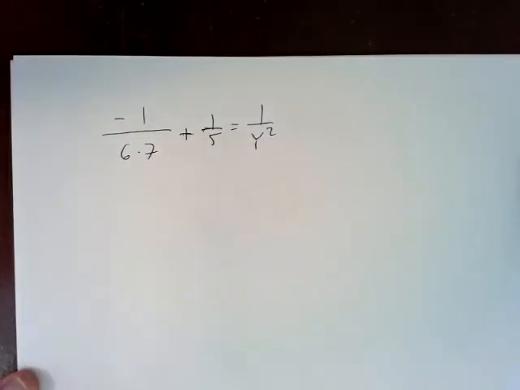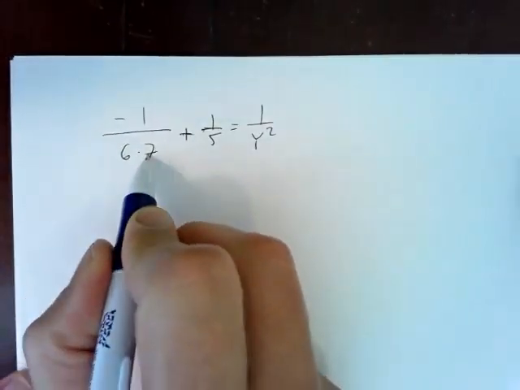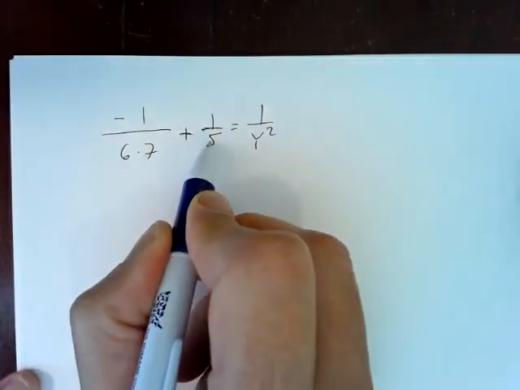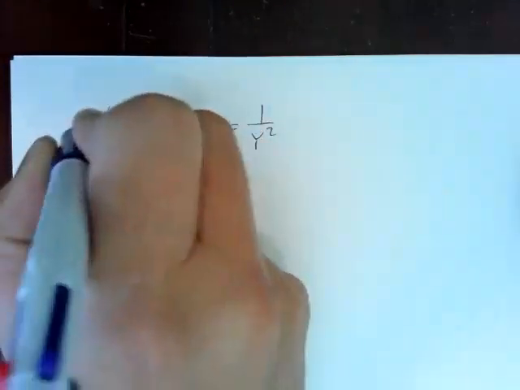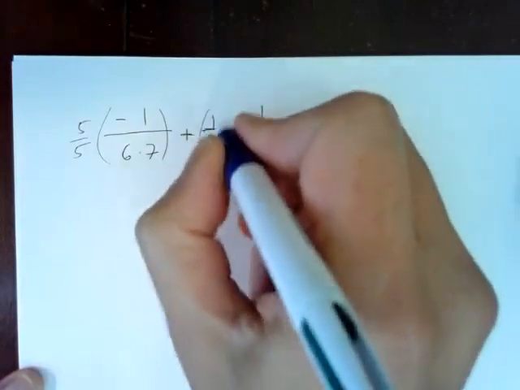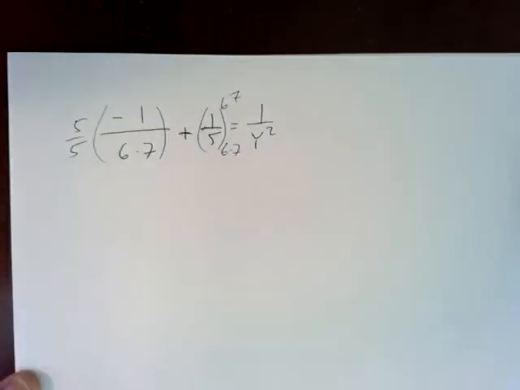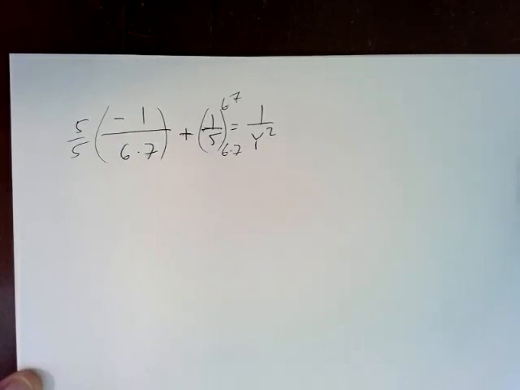Put these things over a common denominator. Well, how do we find a common denominator? We've got 6 times 7 over here. We've got 5 down there. If you remember, for a common denominator, we're going to multiply this fraction by 5 over 5, and this fraction by the numerator and the denominator by 6 times 7.